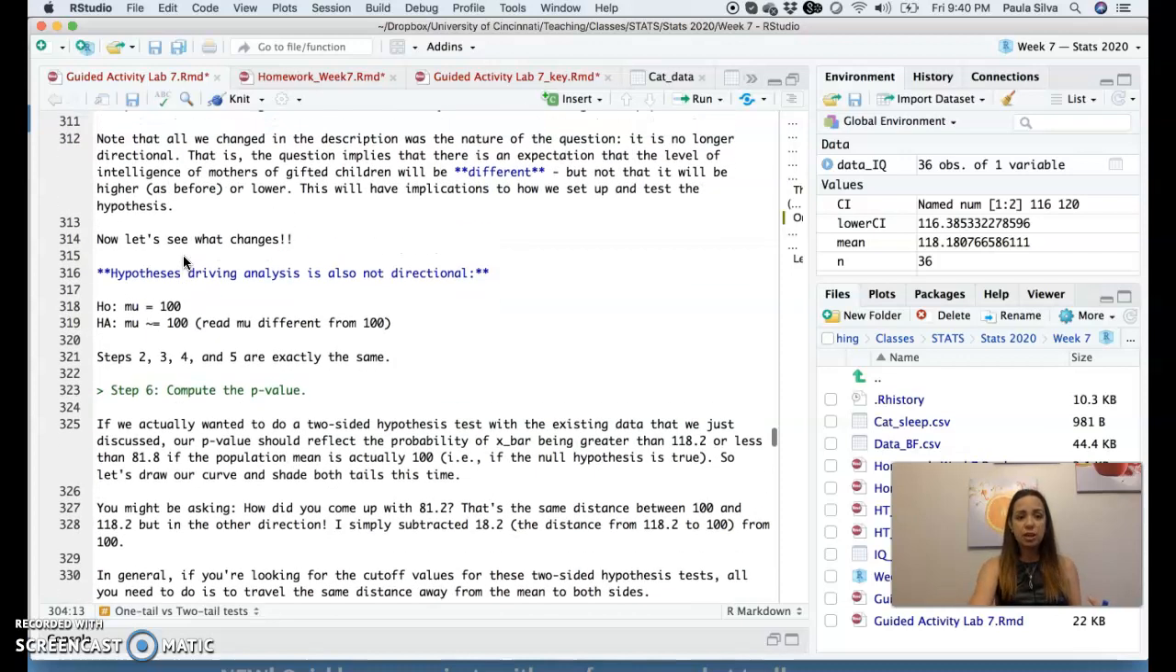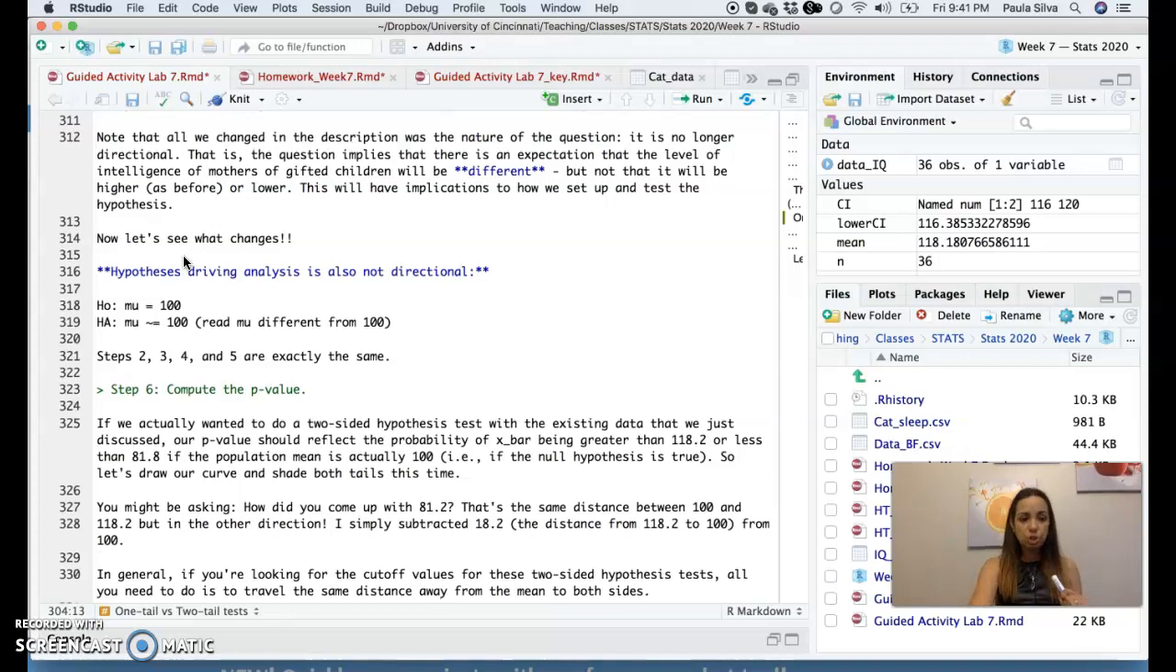Note that all we changed in the description was the nature of the question. It is no longer directional. That is, the question implies that there is an expectation that the level of intelligence of mothers of gifted children will be different. Could be higher, could be lower. Who knows? Maybe it's not about genetics. Maybe it's something environmental. If the mother has very, very low IQ, maybe kids become sort of savvier to compensate, right? So you could have an expectation that things could go in either direction. This will have implications to how we set up and test the hypothesis.